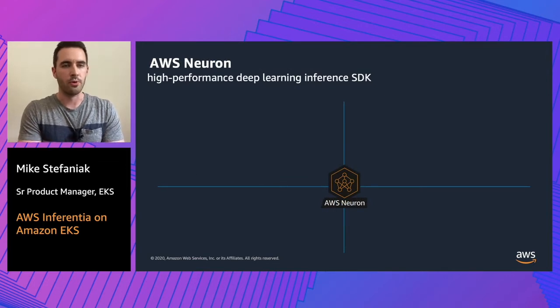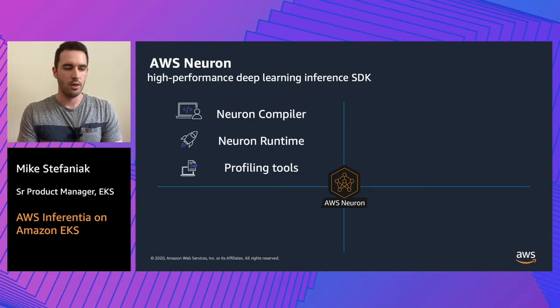The last piece before we get to EKS that I want to cover is AWS Neuron. And AWS Neuron is the SDK that provides the tools and drivers to deploy Inferentia accelerated inference applications. It's designed from the ground up to allow for scalability, for high throughput and low latency for a wide variety of use cases. And AWS Neuron has 3 components. It has the compiler, an ahead of time compiler that you run your trained model through. It has the runtime, and then it has different profiling tools.